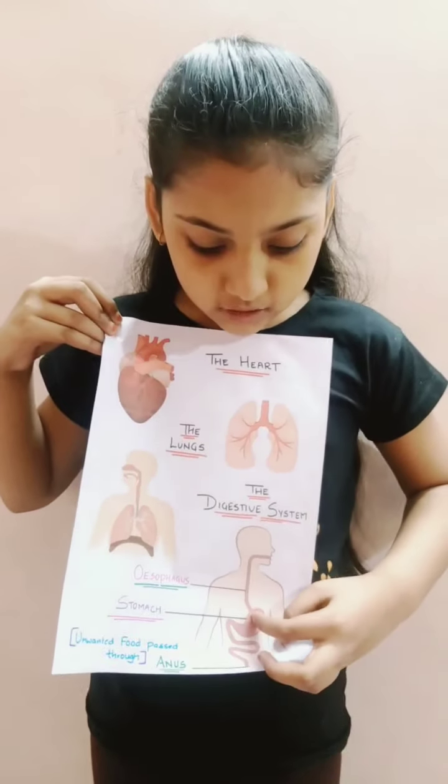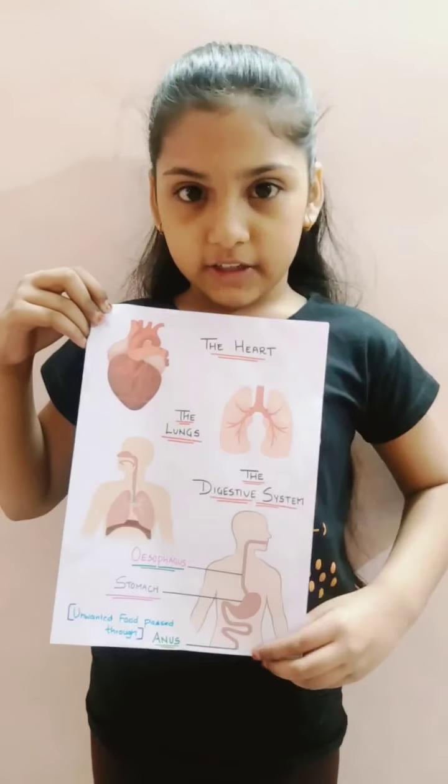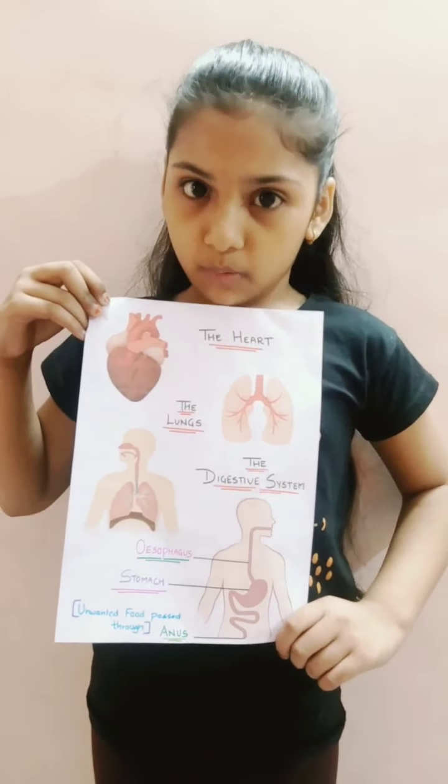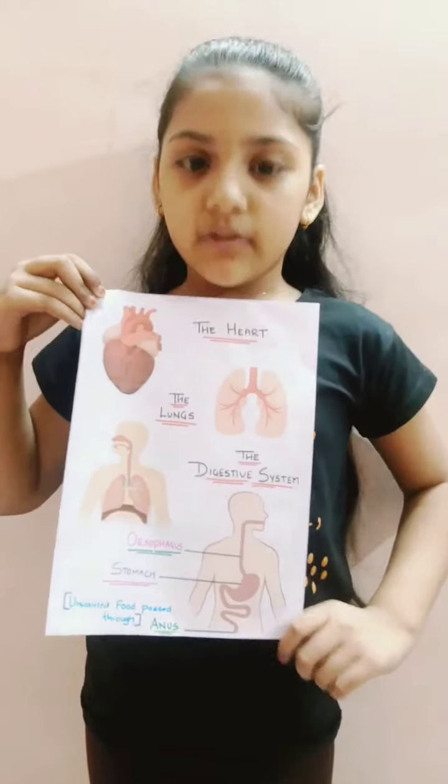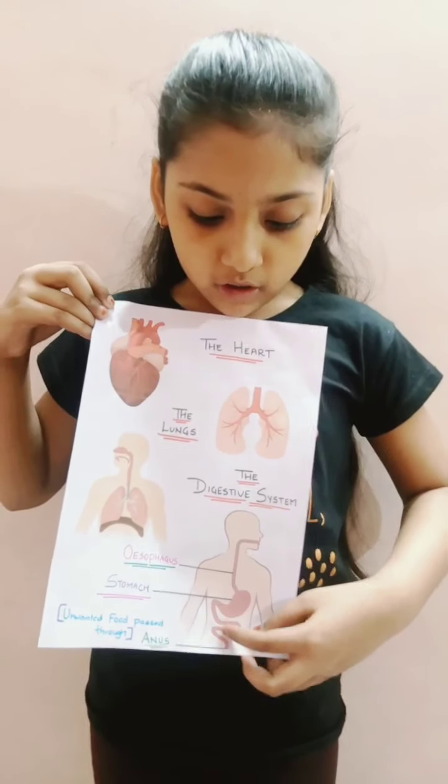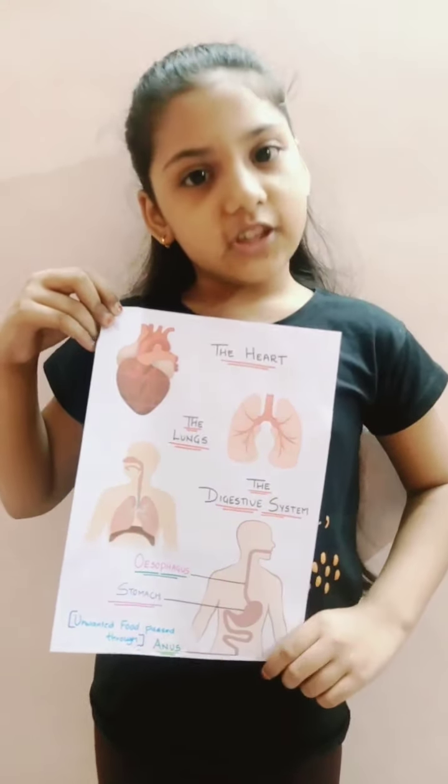The stomach is situated in the abdominal cavity. The internal organs in the abdomen help to digest it. The unwanted part is passed out through the anus. That way the journey ends.